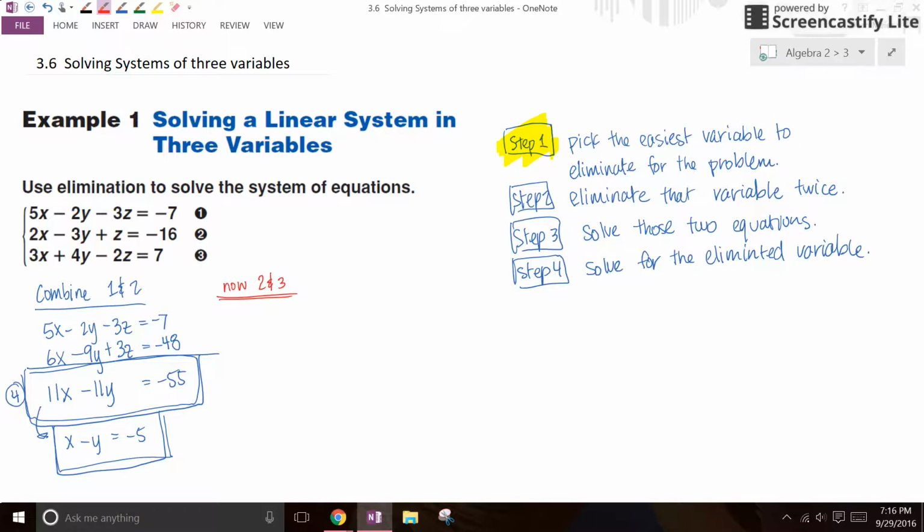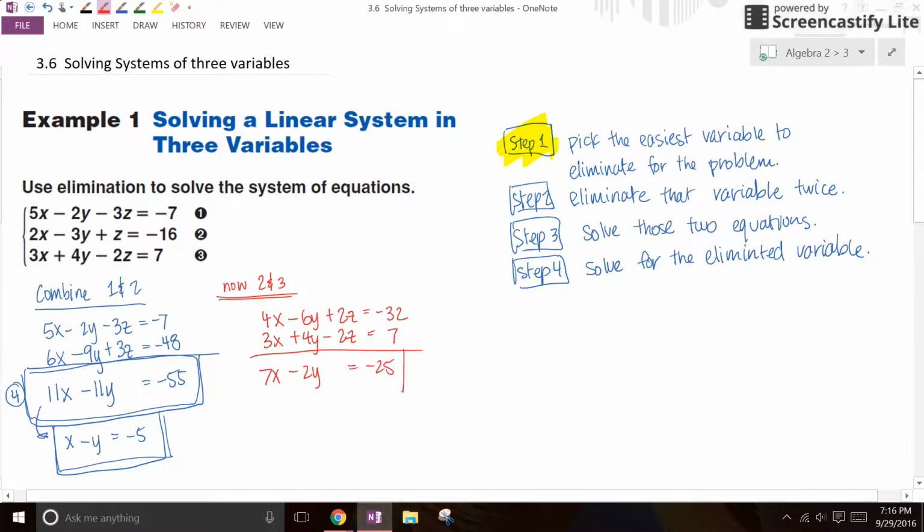So I'd have to multiply equation 2 by 2. So that would give me 4x minus 6y plus 2z equals negative 32. And I can copy this guy down, 3x plus 4y minus 2z equals 7. And you can see the z's will cancel now that my elimination is set up nicely. And so I will add straight down and get 7x, and I will get minus 2y equals, what is that, negative 25? And there is my equation number 5, we'll call it. Now, step 2 is done.